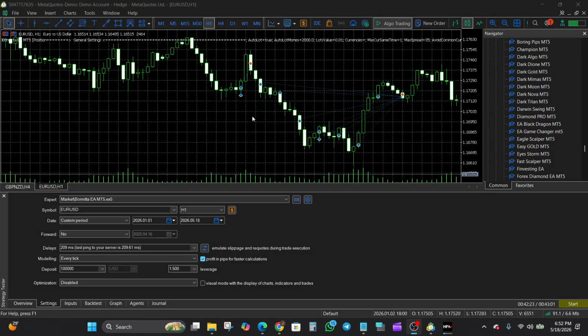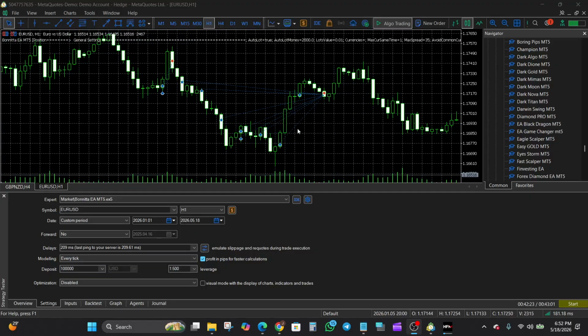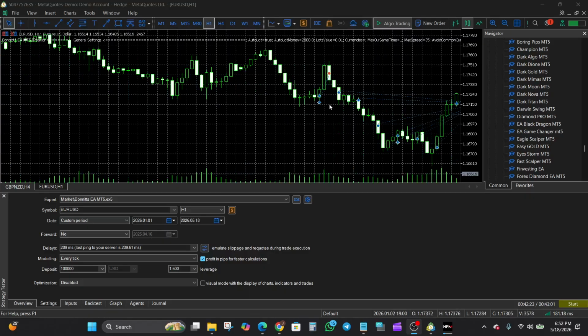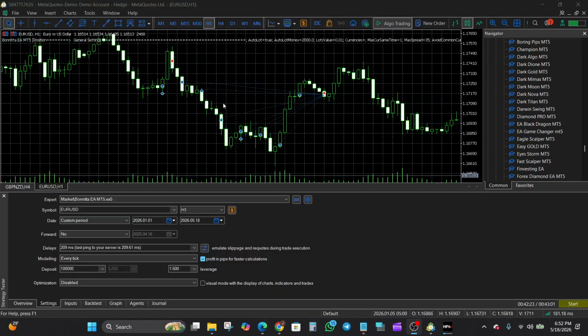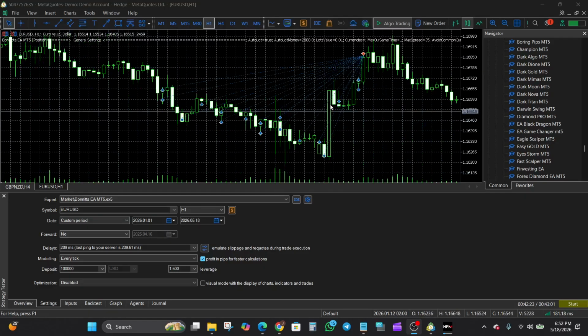Well, we can see now, these are a few examples. The EA seems to be using a sort of basket close technique. We can see that two trades were executed here, and this is where both were closed. We can see that several buy orders were executed here, and all of them were closed together at this point. That's another example. We can see another example here. Different buy orders were executed and they were all closed together at this point, right?